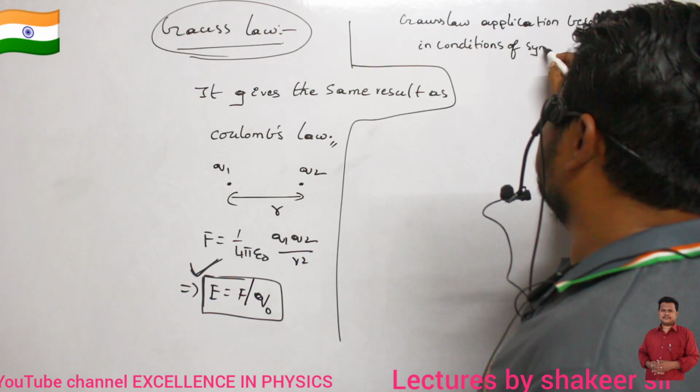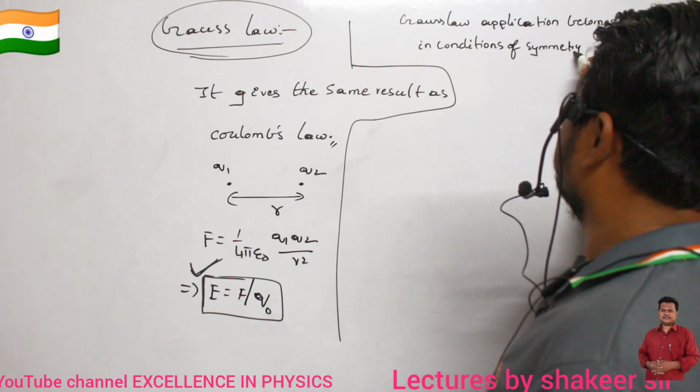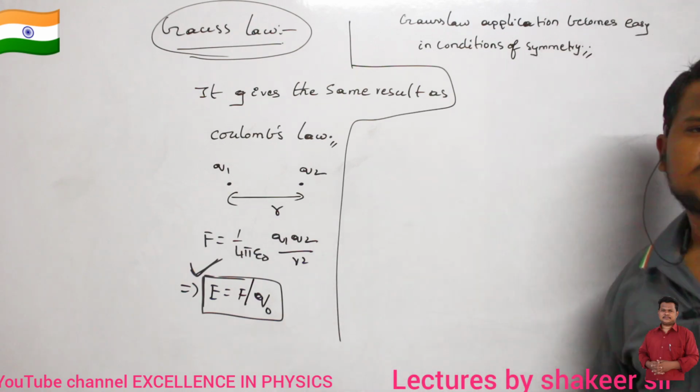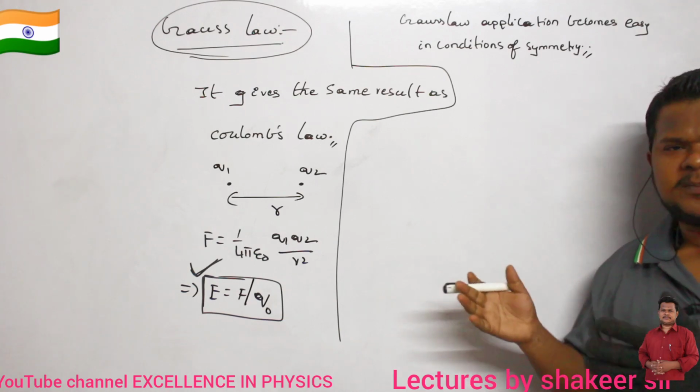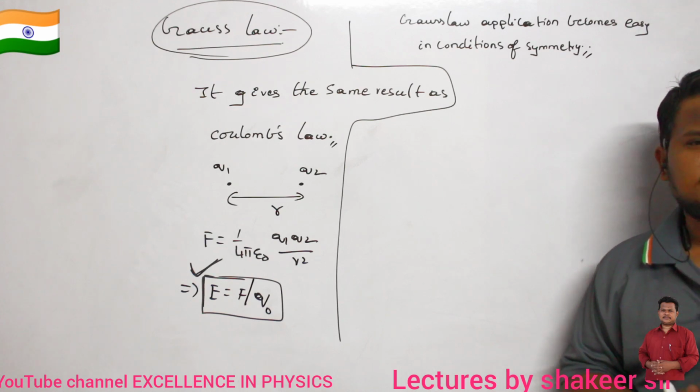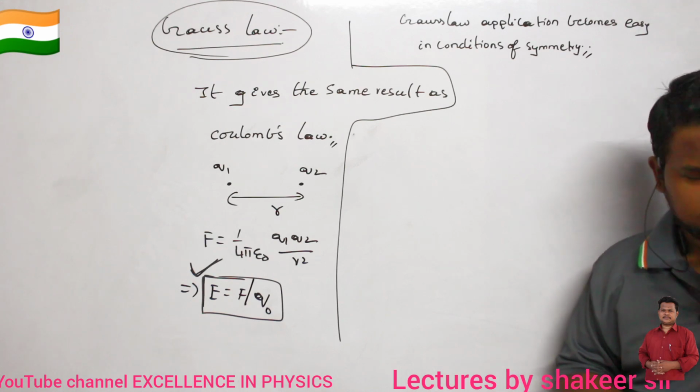Are you able to understand? So wherever we have symmetrical conditions, calculating electric field because of charged bodies will become very easy compared to applying Coulomb's law. That is the advantage of Gauss law. Are you able to understand?